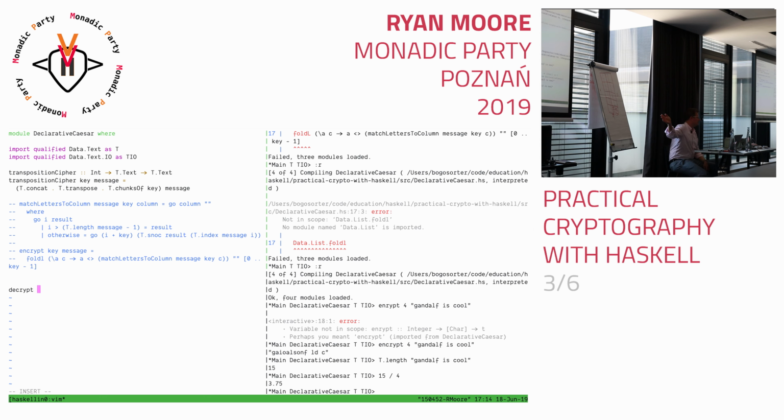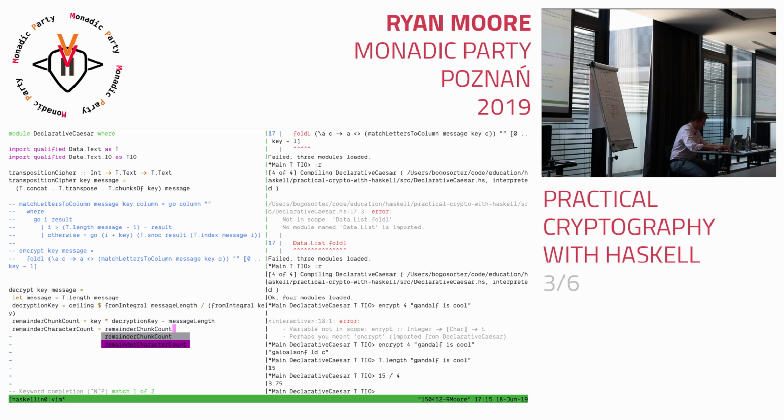Okay, 5 minutes, so I gotta do this really quickly. So we have a key and a message. We can get the message length by doing t.length with the message. And then we can get the decryption key by taking the ceiling of the message length divided by the key. And so then the remainder chunk count is going to be the key times the decryption key minus the message length. And then the remainder character count, and I'm doing some of this explicitly to make the algorithm a little bit more obvious, so I'm capturing more things, is the remainder chunk count times the decryption key minus one.